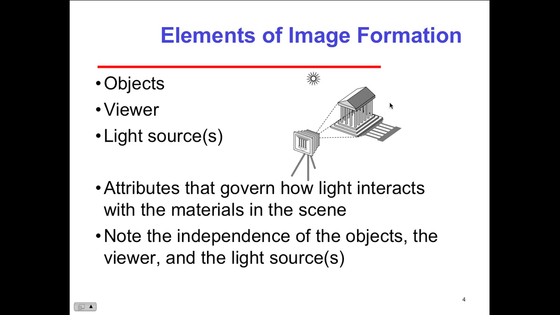And that's when we can look at that and go, something's wrong. Something doesn't look right. And then we can figure it out. So attributes that govern how light interacts with the materials in the scene are important. And then note the independence of the objects, the viewer and the light source. All of them are independent. All of the objects that we put in the scene are independent objects we create.